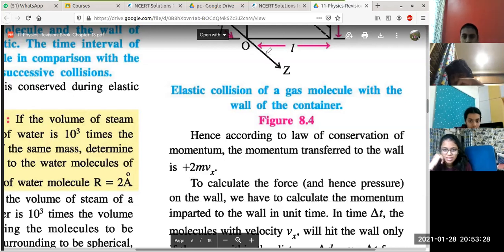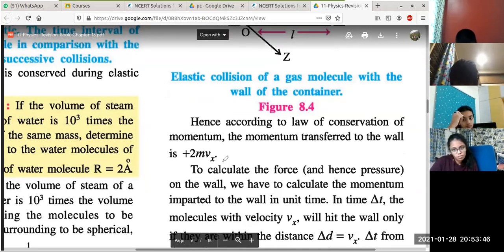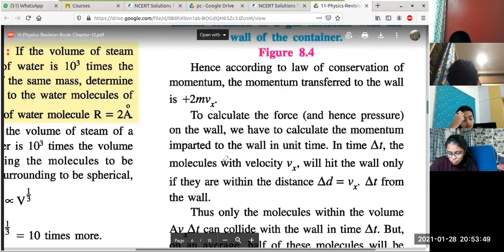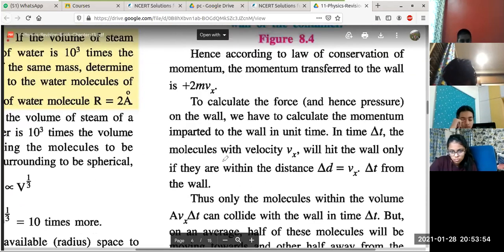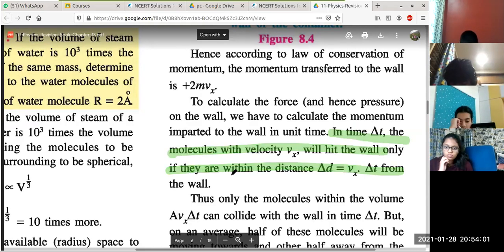Can it be negative, minus 2mvx? Plus or minus depends on the direction in which you're taking velocity positive. The magnitude is 2mvx. Fine. So this is the momentum. Now suppose this is another important thing. Write this. Very important stuff. I'll explain.